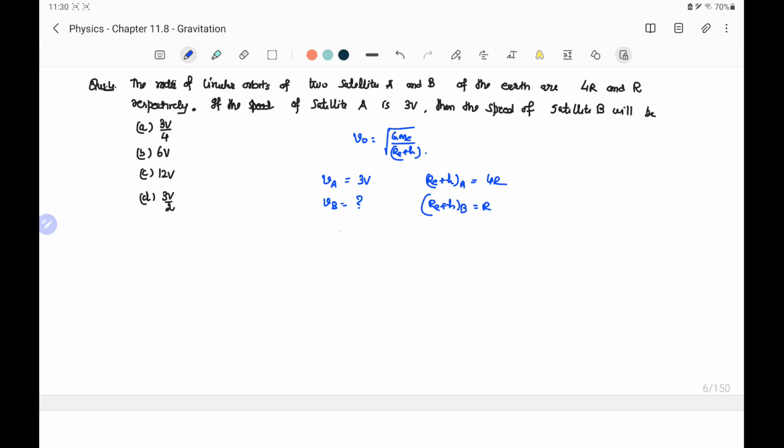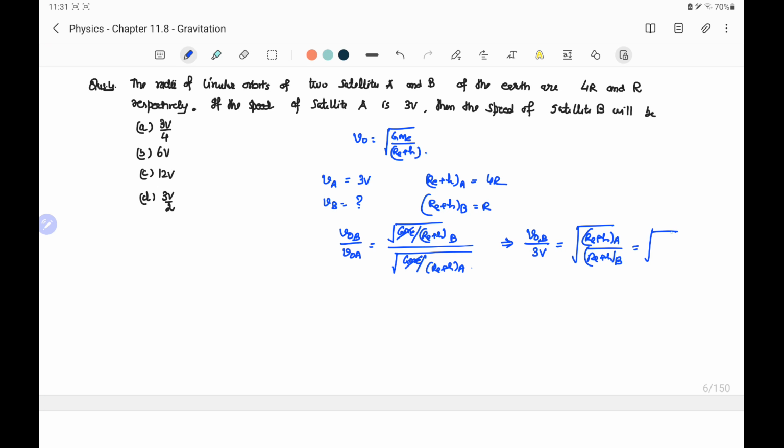So using the formula, we can write that the orbital speed of B divided by the orbital speed of A is equal to the square root of GM_e divided by (R_e + h) of satellite B, divided by the root of GM_e divided by (R_e + h) of satellite A. The orbital speed of satellite A is given as 3v, and GM_e gets cancelled, so we can write it as (R_e + h) for satellite A divided by (R_e + h) for satellite B.